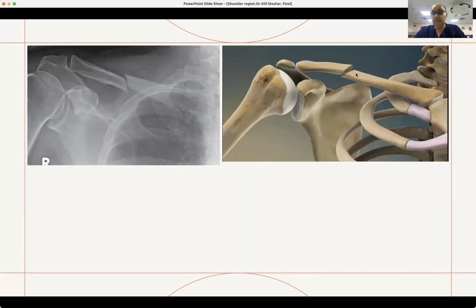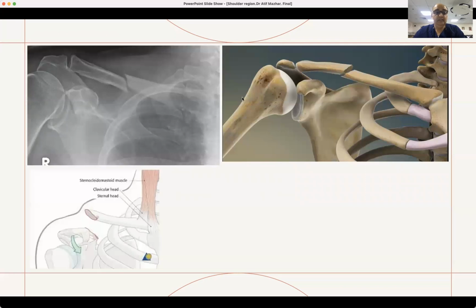So now look into this specimen, and there you are looking at the fracture site, where you can see the medial two-thirds and the lateral one-third. They are nicely shown to you. Going further, now this is the mechanism.